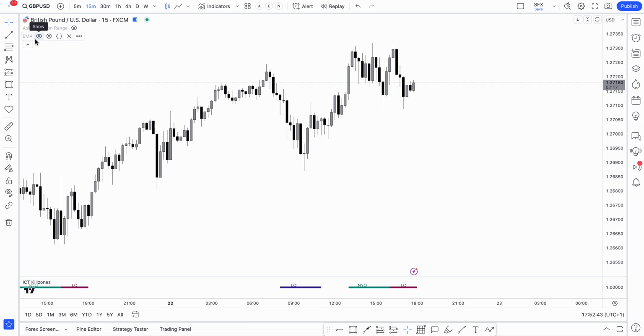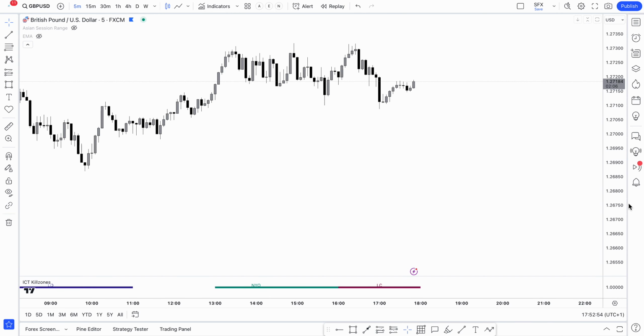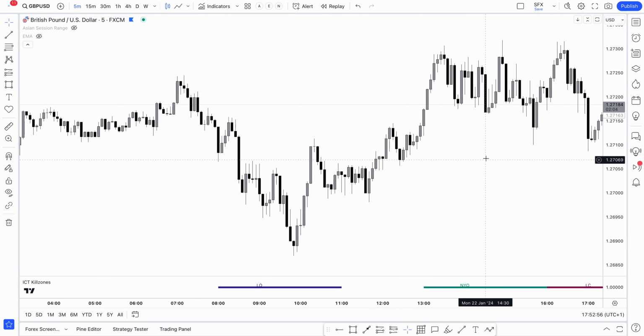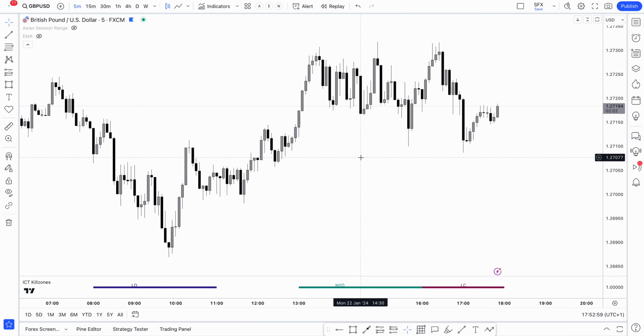So for higher time frames, it's very simple and easy to spot the bias, right? Then you have to spot the setup on the lower time frames to trade from, right? This can be spotted on 15 minutes. It can be spotted on 5 minutes, whatever the case may be, and whatever works for you, right?